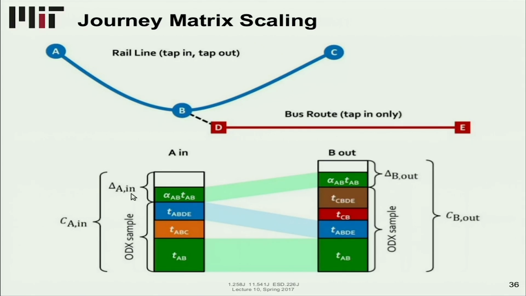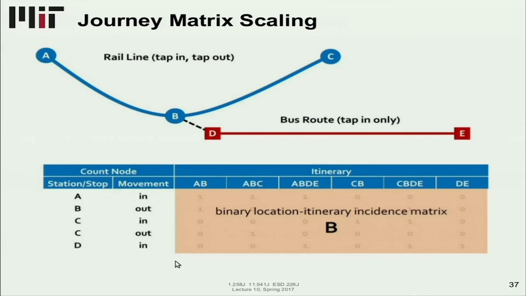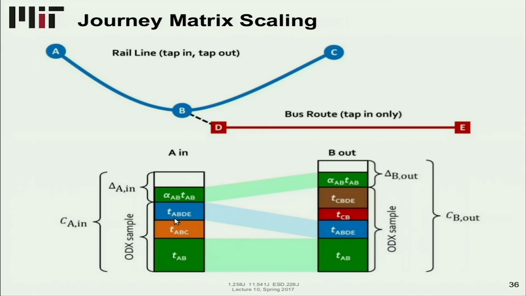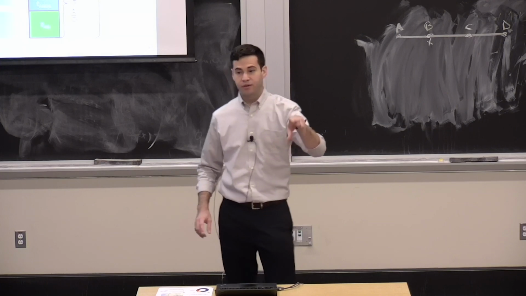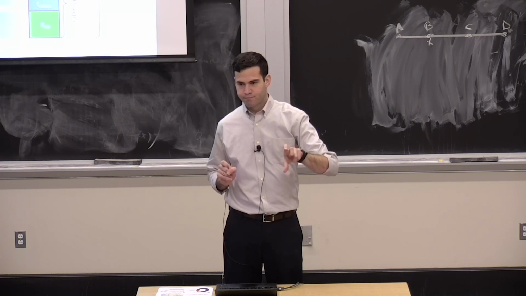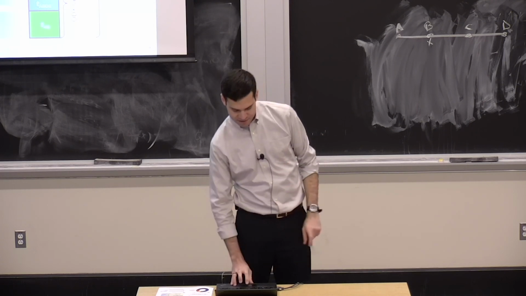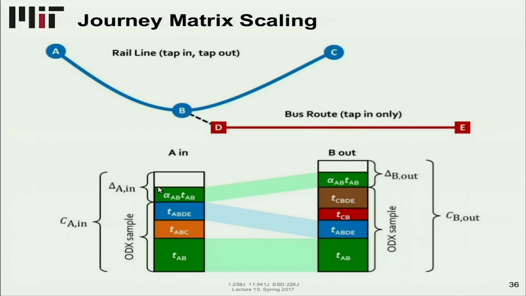And we have, for a portion of the people, this ODX sample here, some number of itineraries that go through A. So this is A in. We have some people, a portion of those people, inferred to have gone from A to B, a portion to ABC, a portion on itinerary A, B, D, E, right? And then there's some portion of it shown here as delta A in, who are included in the counts, but you don't have an inference of their itinerary. Okay? So what we want to do is scale up the mixture of ODX here to make up the total entry count. But there's a catch.